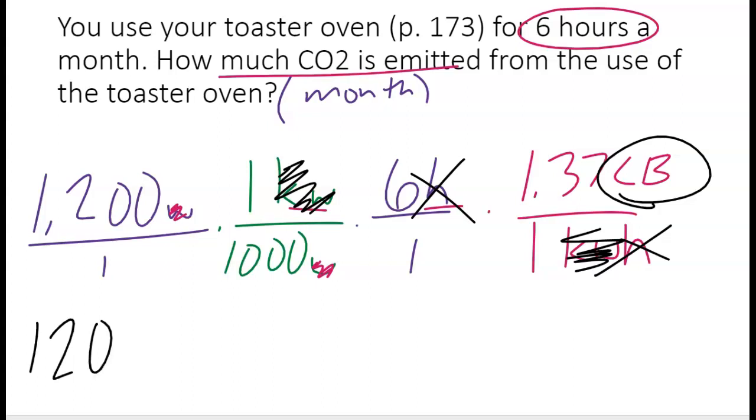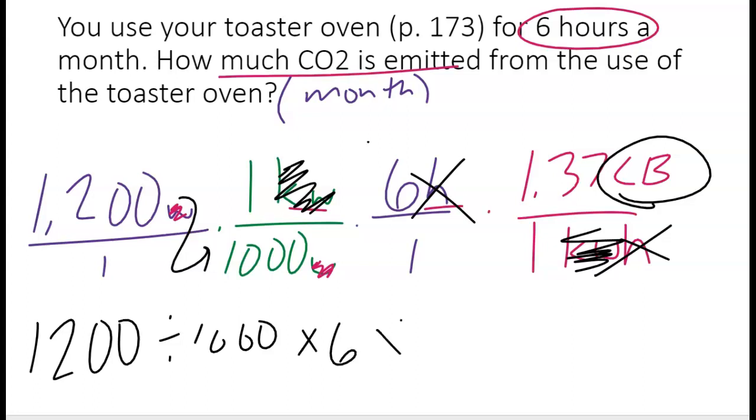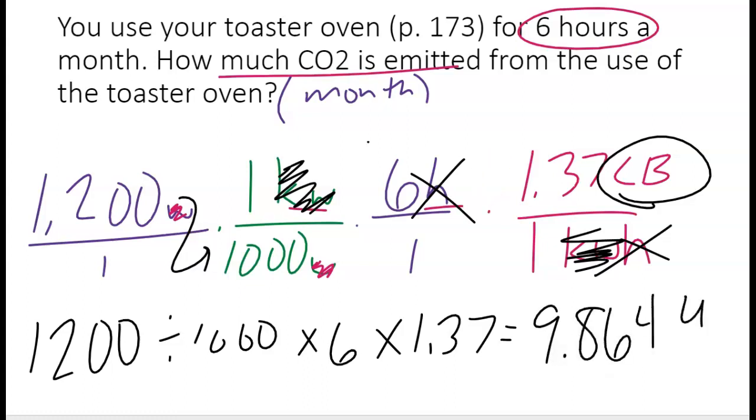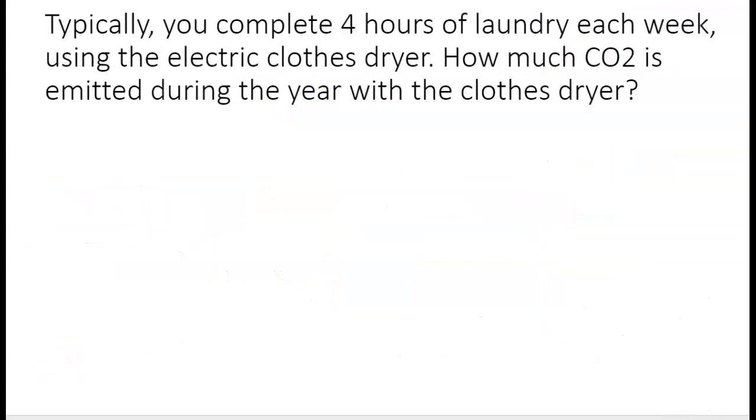So I start with 1,200. 1,000 is in the denominator, so I divide by 1,000. 6 is in the numerator, so I multiply by 6. And then I multiply by 1.37. And that gives me an answer of roughly 9.864 pounds of CO2. All right, let's do one more of those.